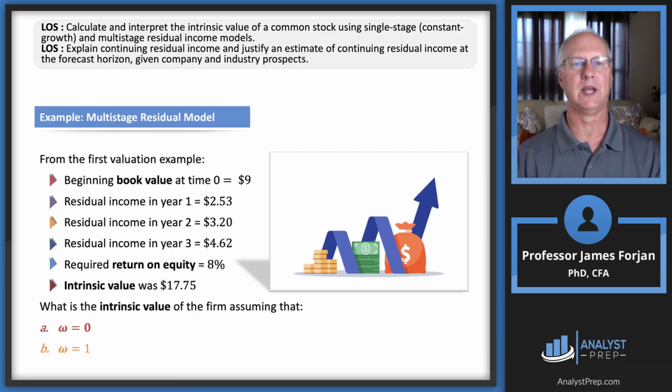All right, let's go ahead and take a look at a super quick example here. So what did we do before? Let's just remind ourselves. We had beginning book value of 9, and then we estimated residual income in years 1, 2, and 3, right? 253, 320, and 462. The return on equity was 8%, and that intrinsic value was 1775. So we want to do this again, assuming that the persistence factor is either A, 0, or B, 1.